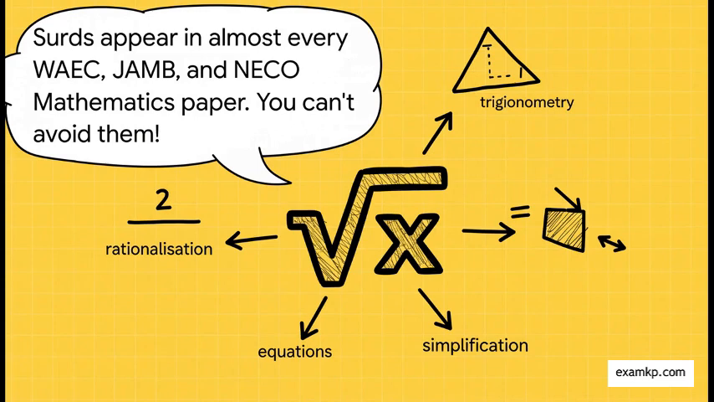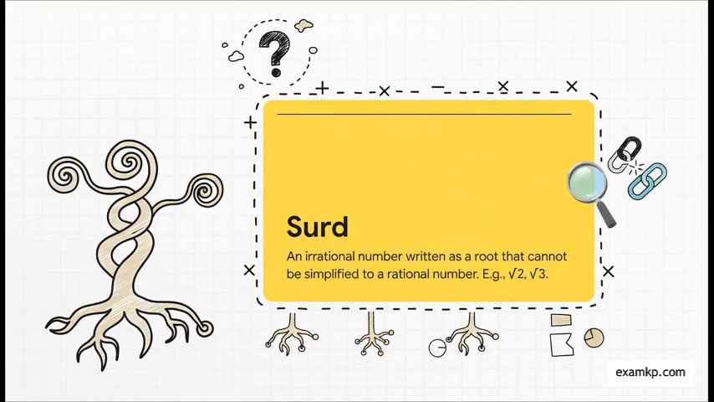First things first, what even is a SERD? Well, to put it simply, it's a root that you can't get rid of. You know, like the square root of 4 is 2. That's a nice whole number. It's rational, so it's not a SERD. But what about the square root of 2 or the square root of 3? You can't simplify them into a clean number. That's a SERD. It's that simple.